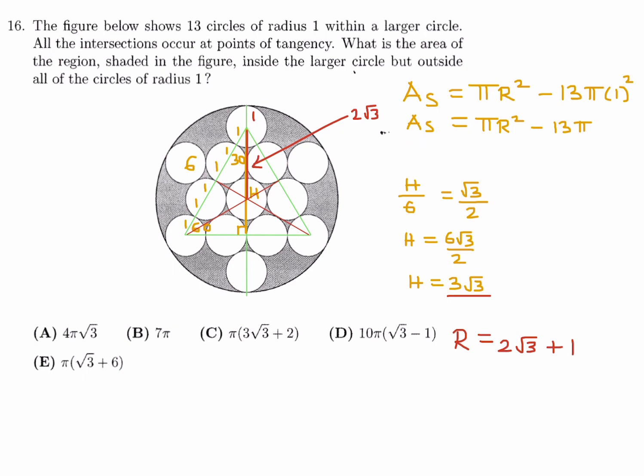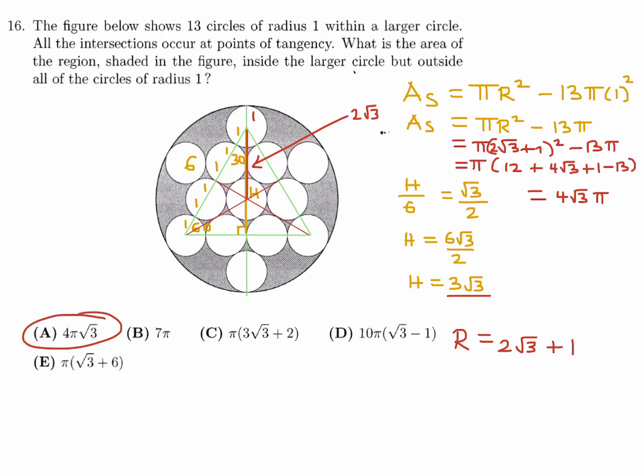So now I can figure this out fairly easily. It will be pi times (2 root 3 plus 1) all squared minus 13 pi. So I can factor out a pi, and that's going to give me what? 2 root 3 squared is 4 times 3, 12, plus 4 root 3 plus 1 minus 13. And the 13s cancel, so I've just got 4 root 3 pi. Yeah, that's it. So that's choice A for number 16.